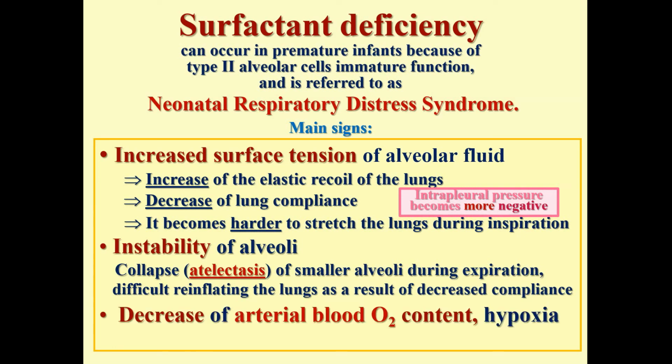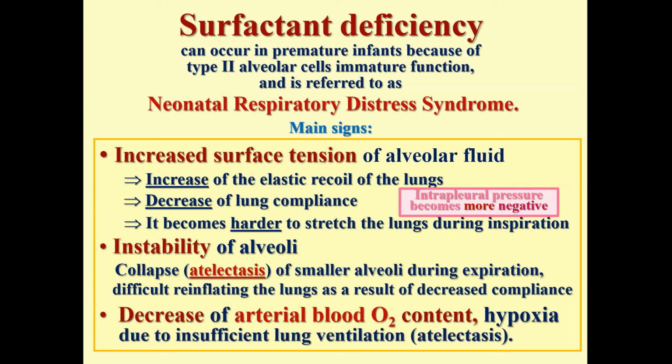Then finally there is a decrease of arterial blood oxygen content. There are fewer opportunities for oxygen exchange and less oxygen enters the blood. Arterial blood does not contain enough oxygen, and when this blood is supplied to the systemic circulation, it produces hypoxia. Firstly, it's a problem for the heart, for the brain, and generally for all the tissues that suffer from hypoxia. So you see, this hypoxia is predominantly due to atelectasis.